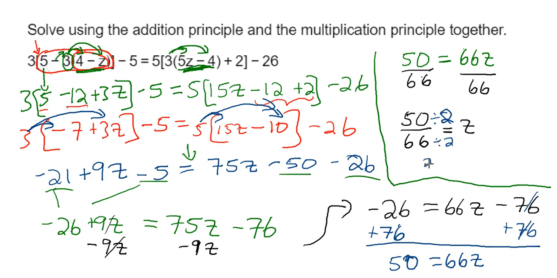And so we'll get 25 on top. Let's try that again one more time. 25. And on the bottom we'll get 33. Okay. Let's try that one more time. Okay, and so we get z equals, not the greatest answer, 25 over 33.